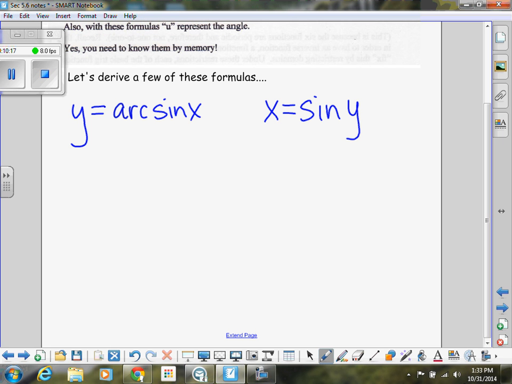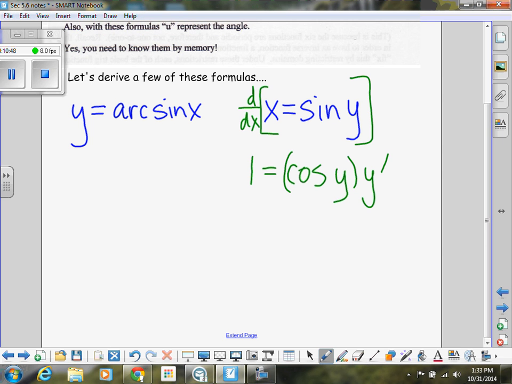So if I take the derivative of both sides, of that whole thing, what would I get? I would get 1 on the left side, cosine of y times dy/dx. I'm going to use y prime. Are we okay with that? So this is the derivative of sine of y, and then times the inside. We're doing chain rule or implicit, dy/dx. I want to get y prime by itself, so y prime is equal to 1 over cosine of y.